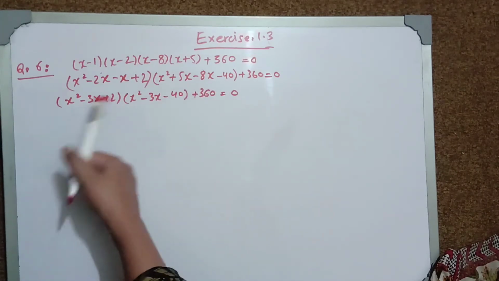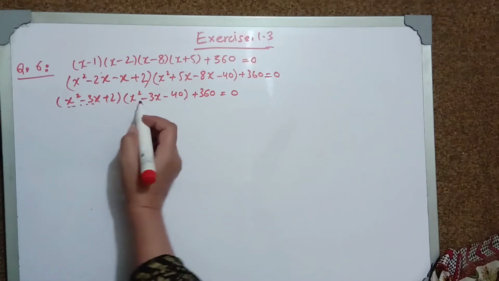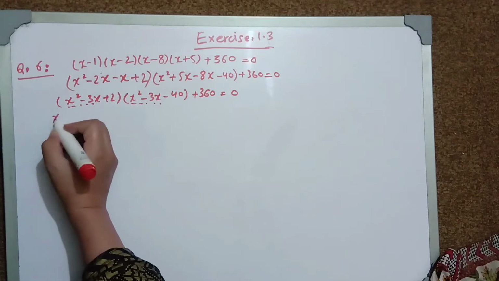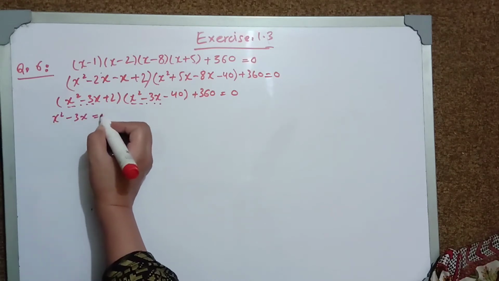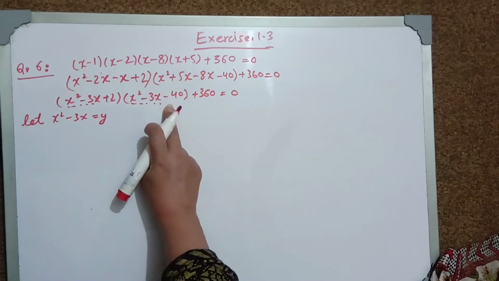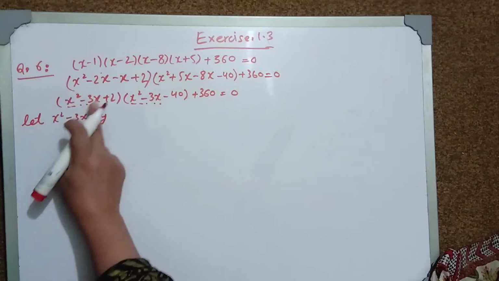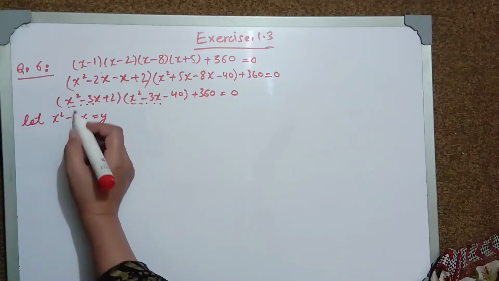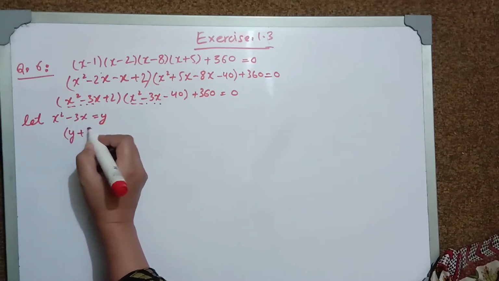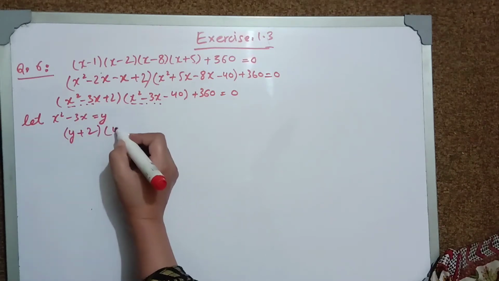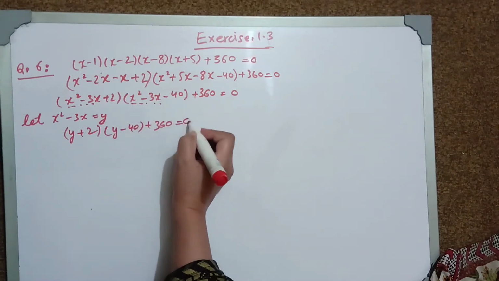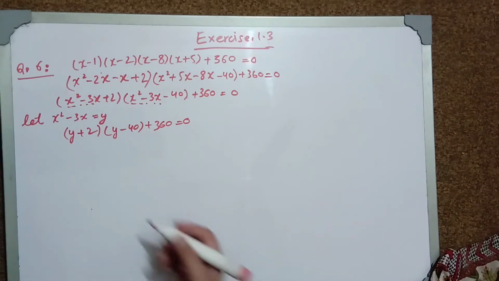Now whenever you get this kind of expression in which the first two terms are the same, we're going to let them equal y. So I'm going to let x square minus 3x equals y. Now we'll substitute it in this expression and write y in place of these two. So this algebraic equation will become y plus 2, y minus 40, plus 360 is equals to 0. Now it's very simple.